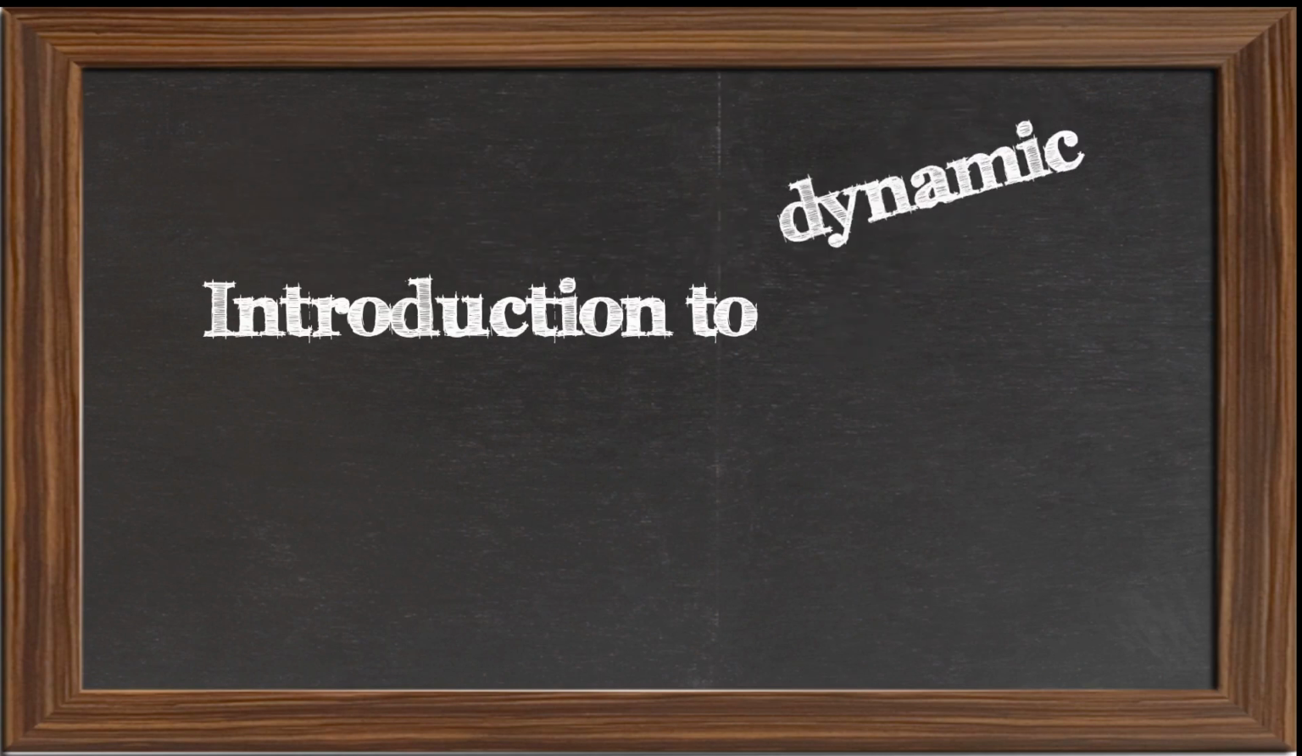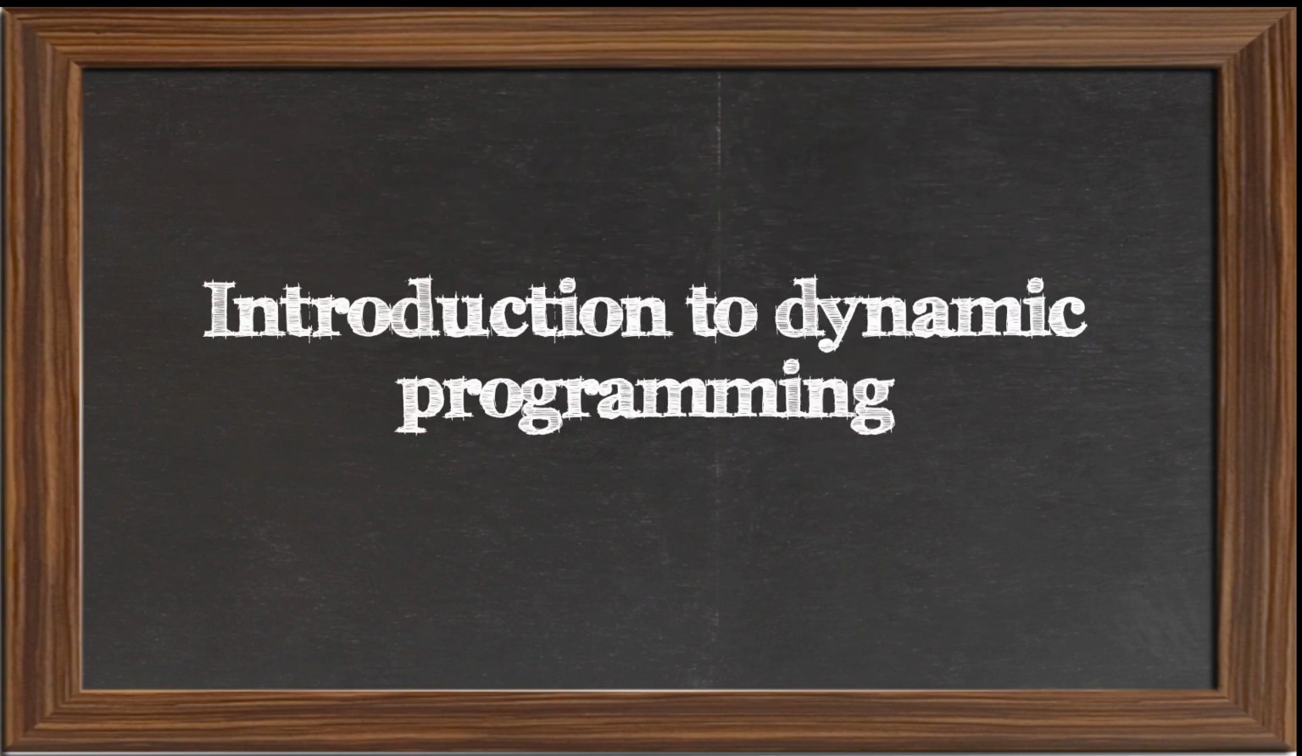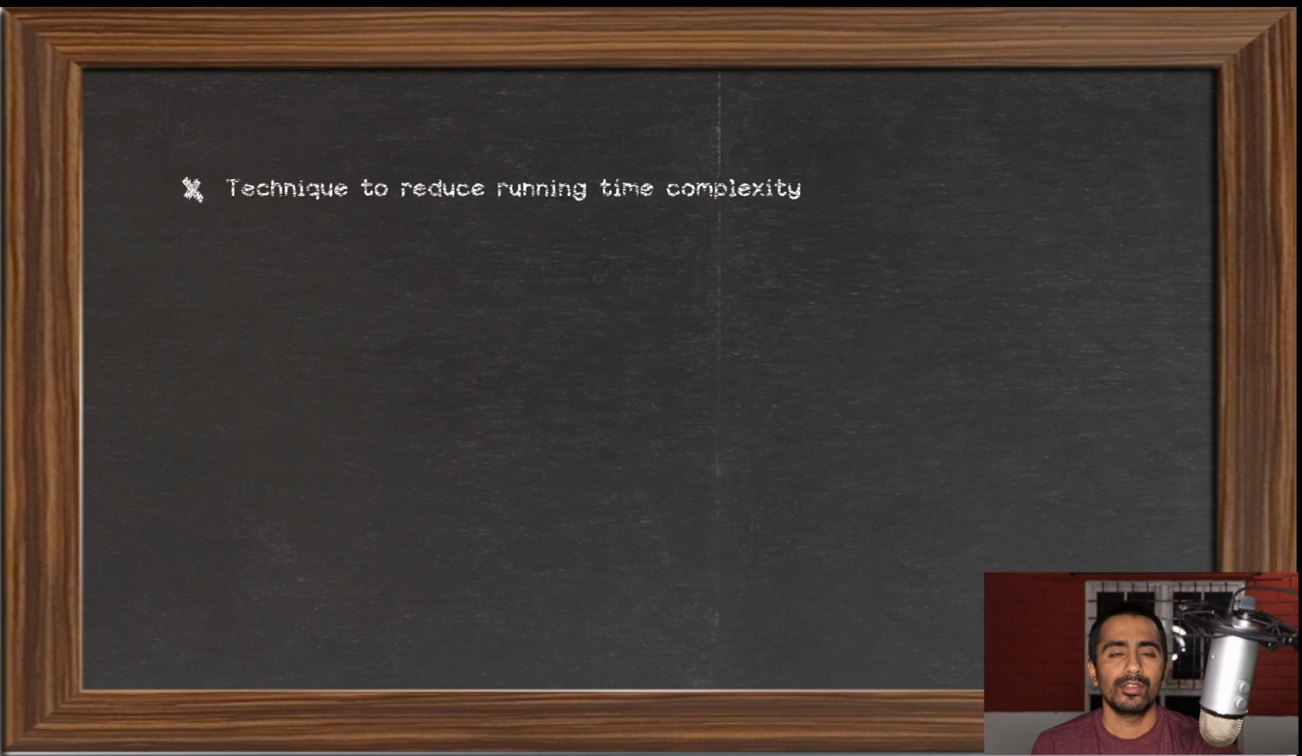Now let's look at what dynamic programming is. So dynamic programming is just a technique to reduce running time complexity of an algorithm. Now, if you want me to make a video on time complexity of algorithms, please do leave a comment below. But to define it in a crude way, time complexity of an algorithm is just how quickly an algorithm completes.